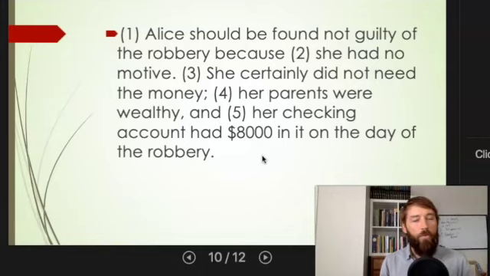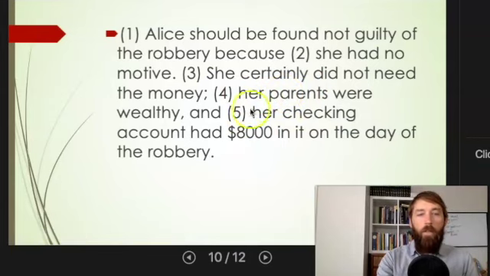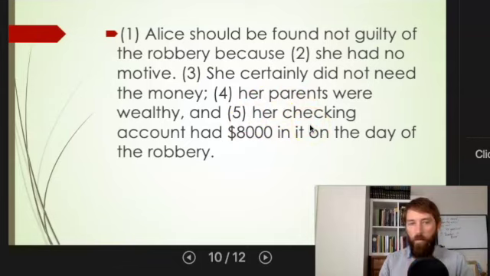But it seems like they're both still needed in order to support 3. Because if we left one of these out, that weakens or diminishes the support the other gives. Just because her parents were wealthy doesn't mean she doesn't need money. She might be estranged from her parents. And so, these two seem to depend on one another. If we left one out, it weakens the support of the other. So we're going to say that 4 and 5 are conjoined.